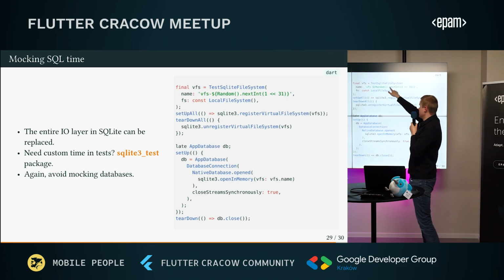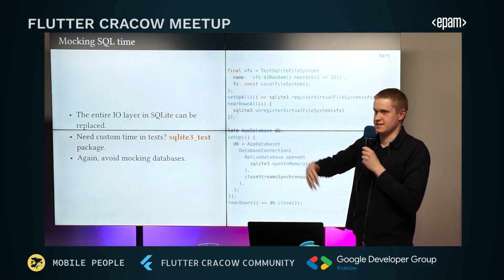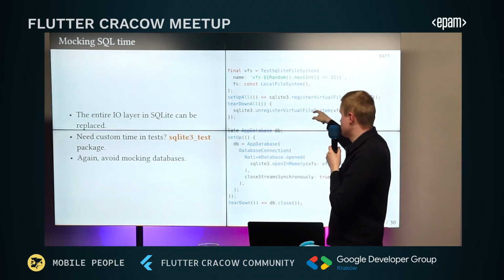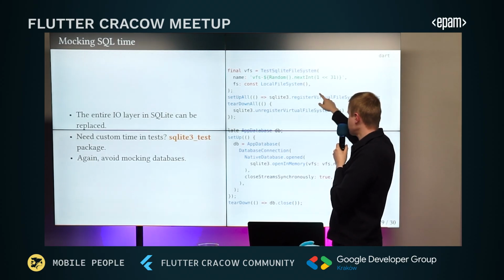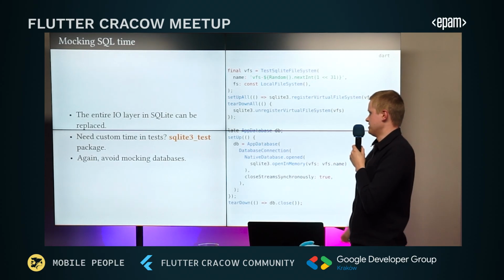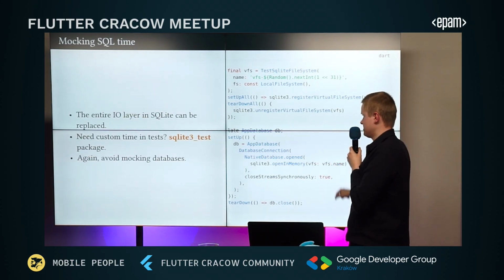And then you can register a custom file system called test SQLite file system. In this case, I'm just giving it a random name because tests could run concurrently, and in a single SQLite instance, you shouldn't have naming collisions there. But it doesn't matter too much. The important thing is you register it and unregister it for the entire test file. And then as you open an in-memory database, you pass the name of this test file system.